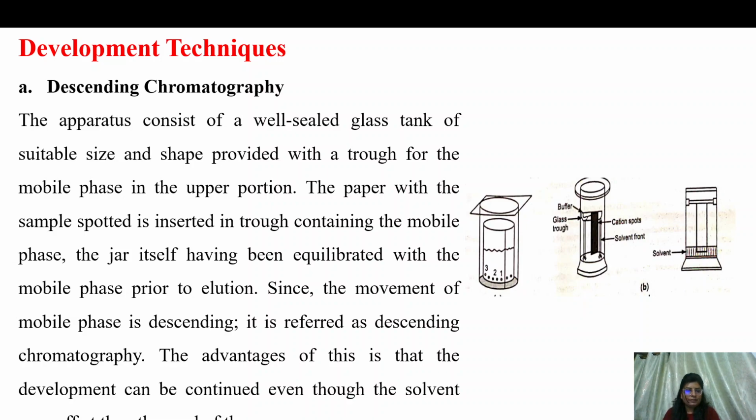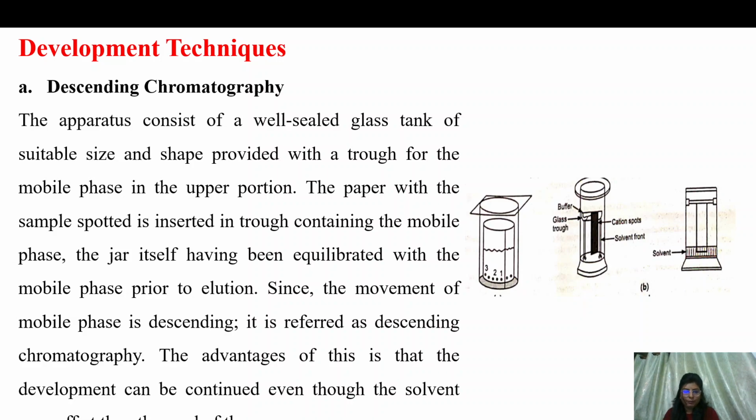The apparatus consists of a well-sealed glass tank of a suitable size and shape, provided with a trough for the mobile phase in the upper portion. We run the mobile phase from the upper portion in a descending manner. The paper with the sample spotted is inserted in the trough containing the mobile phase, the jar itself having been equilibrated with the mobile phase prior to the elution.